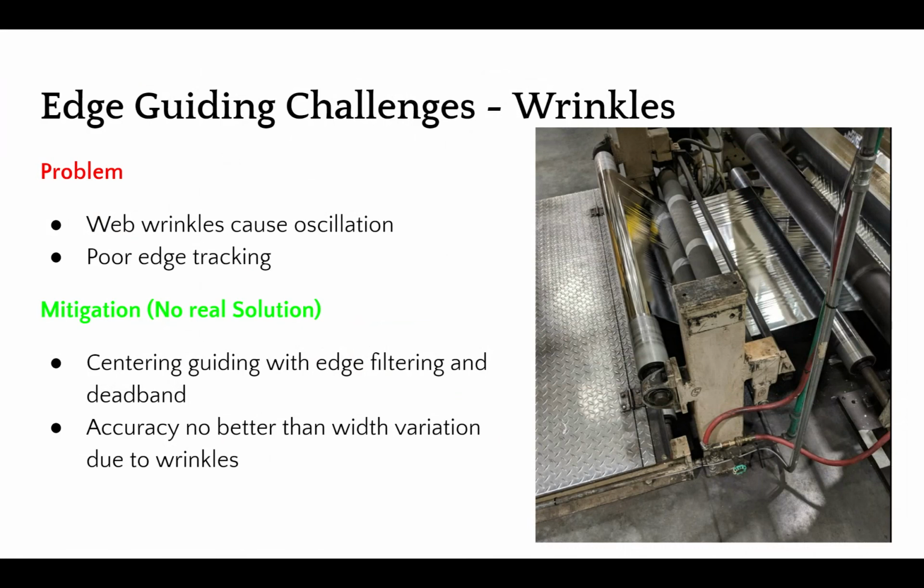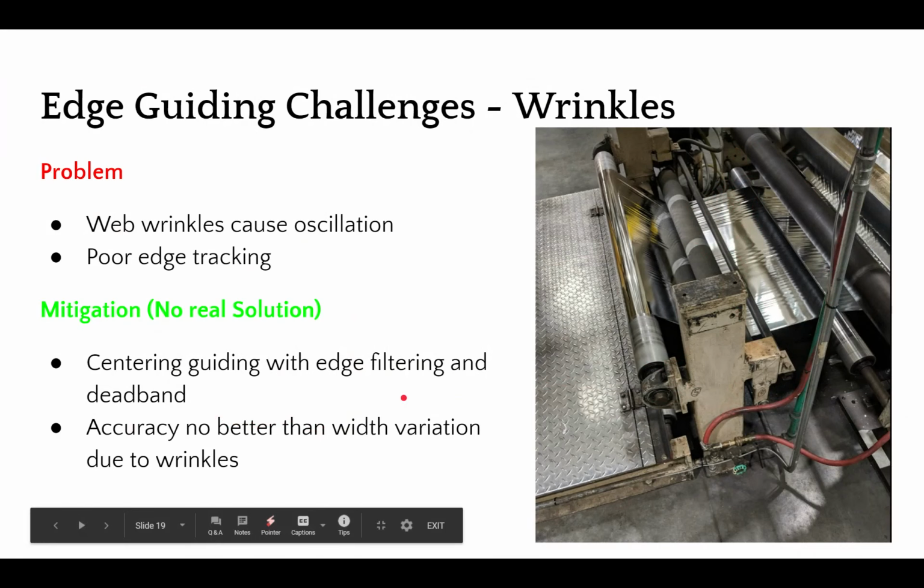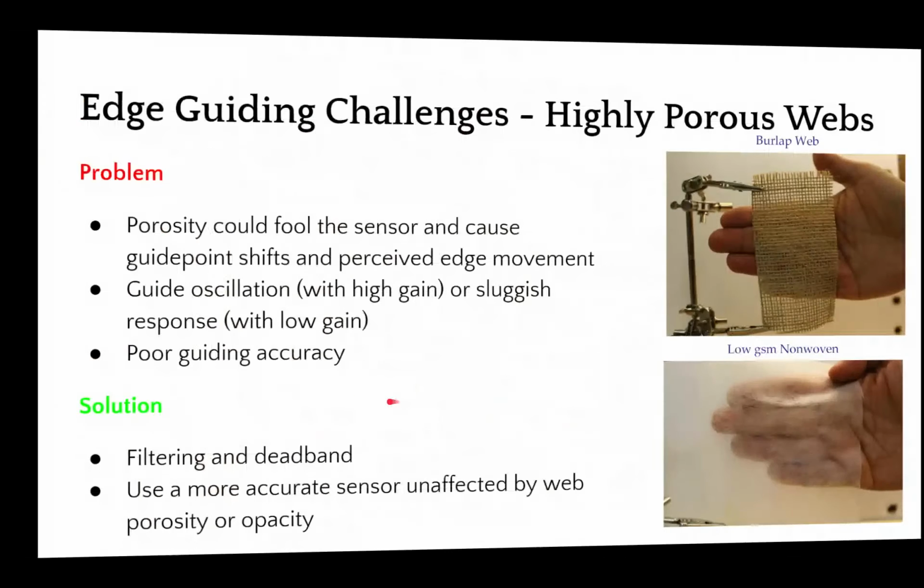And most often, you should try to eliminate the wrinkle problem before trying to fix it with guiding. But if you have to fix it with guiding, then obviously center guiding with edge filtering and deadband is something that you should try to use to reduce that issue. Again, first and foremost, we need to try to see if we can eliminate the wrinkle problem. And then if you still can't do that and you still need to have better guiding, then you can add these techniques here and do that.